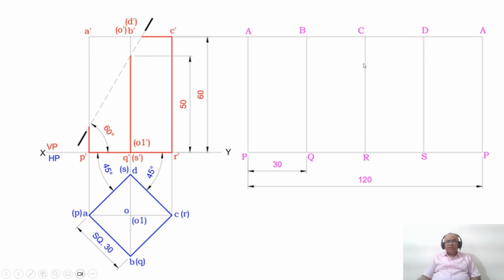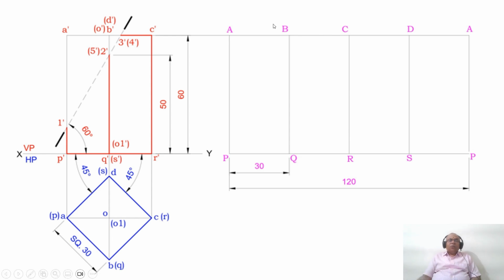And CR DS, CD RS, that is CD RS. Then DA PS, so D to A, P to S. So we have 4 rectangular faces. This is how it looks, a development of a square prism without considering the section plane.